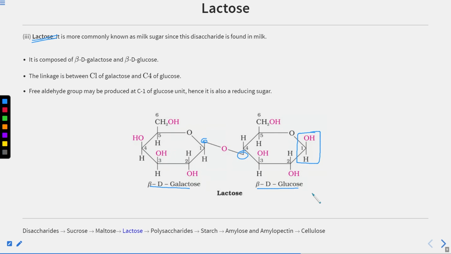Clear? Now this was all about our disaccharides. So these are the three examples of disaccharides. You can have more of these, but we have to limit it to only these three examples. Now let us move to polysaccharides.